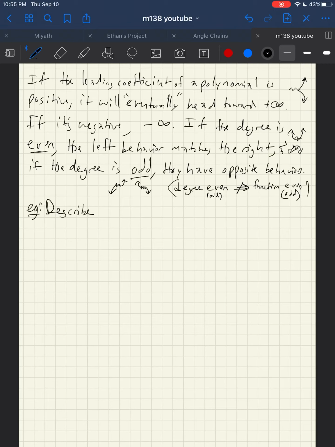All right, so let's do a couple of quick examples. Describe the behavior of f of x as x goes to plus infinity or minus infinity.